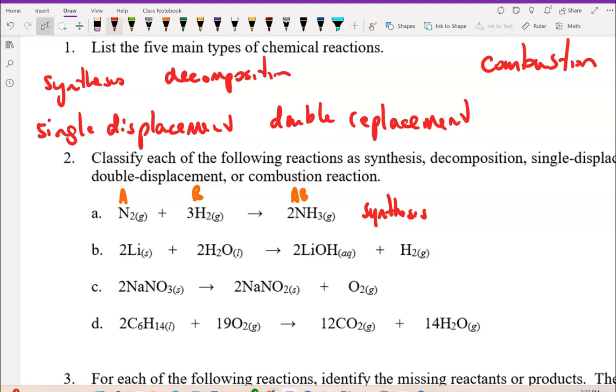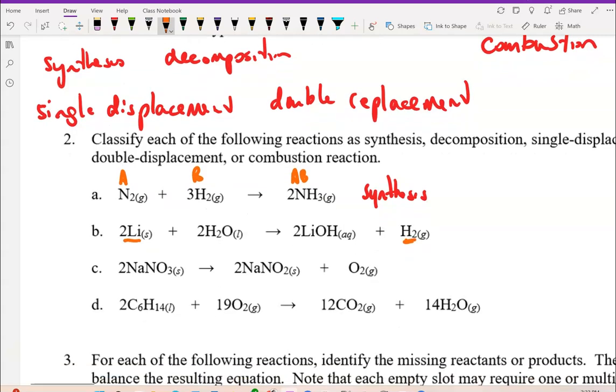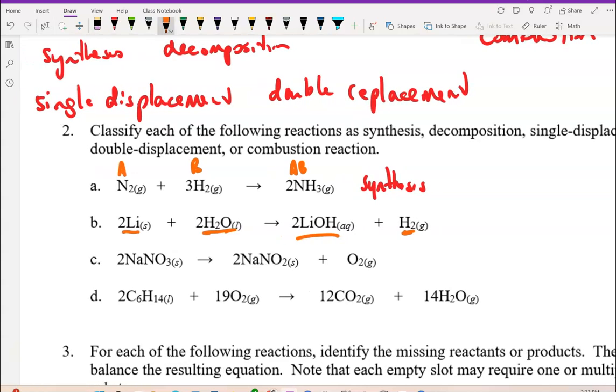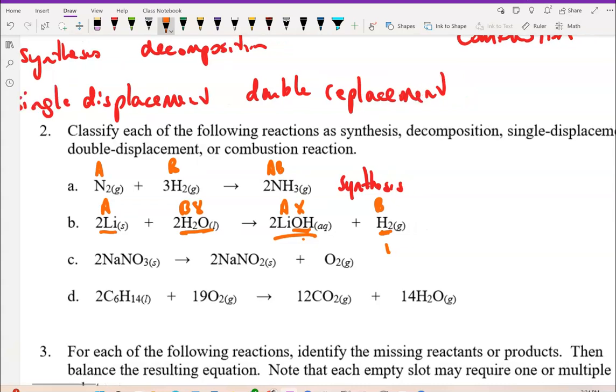This one looks a little weird, but we have a single element on the reactant side, a single element on the other side, and of course, two compounds. Ladies and gentlemen, there's really only one reaction that this could possibly be, that being A and that being BX. Of course, that means AX and B. That means that the B is the hydrogen and the X is, of course, the OH. And if we were to write this out a little differently, it would look like this.